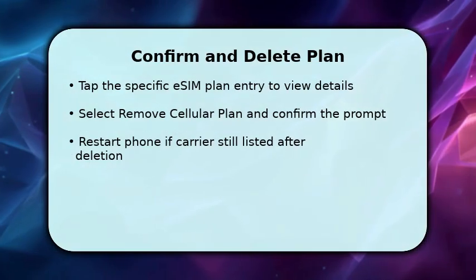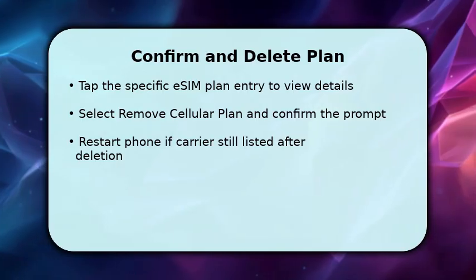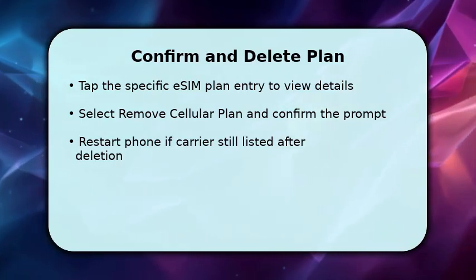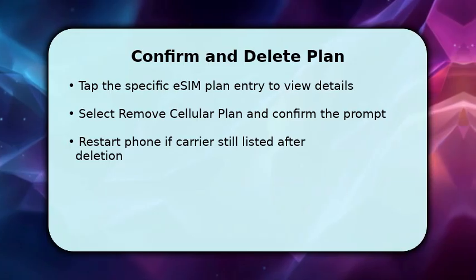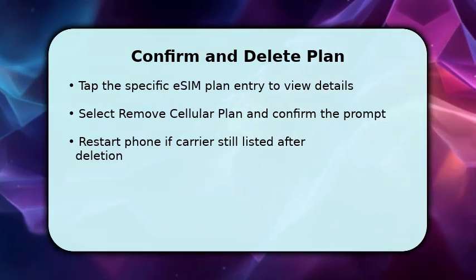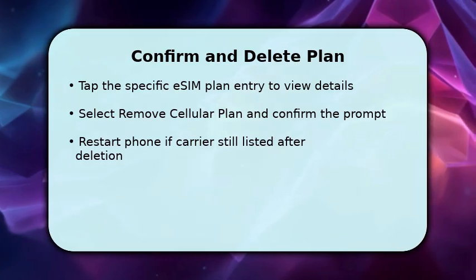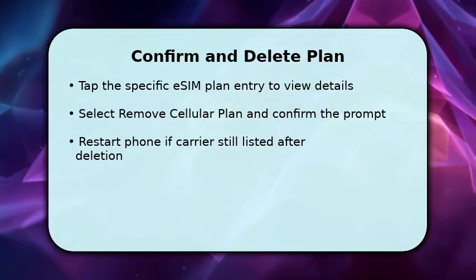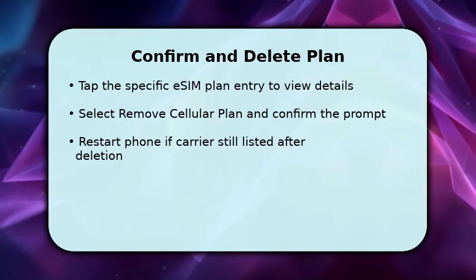You'll see a confirmation prompt explaining that removing the plan deletes its cellular account from this iPhone. Read the carrier name to ensure you remove the correct one, then choose Remove Cellular Plan and confirm. The phone removes the digital SIM provisioning, and the plan disappears from the cellular list.